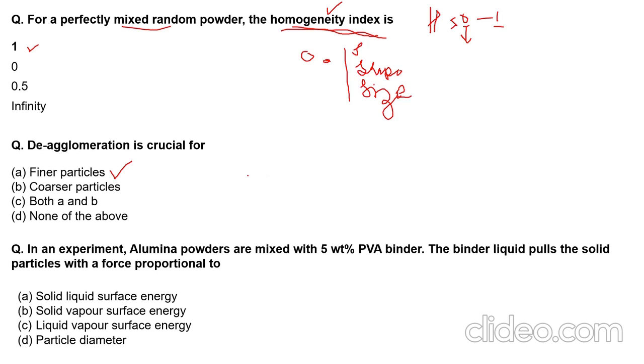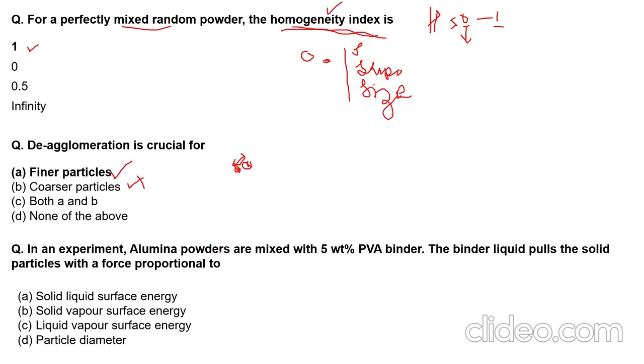Why? Because, based on your calculations, you might have seen that very small particles have a high surface energy, and because of the electrostatic forces, they get attracted to one another, and these attractions result in agglomerations. Mostly coarser particles do not agglomerate, but finer particles agglomerate. It is mostly because of electrostatic attractions between the two particles due to high surface energies. They tend to agglomerate together, and thus deagglomeration is crucial for the finer particles.